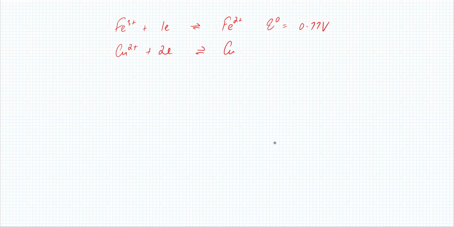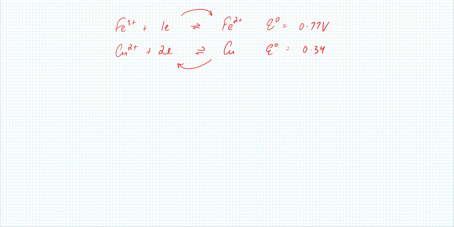You have a reduction reaction, like I'll do an actual reaction. Let's say I have Fe3+ plus 1 electron in equilibrium with Fe2+, and its E naught is 0.77 volts. And the other one is Cu2+ plus 2 electrons in equilibrium with Cu, and the potential E naught given is 0.34 volts. Now we know that one of them is the higher potential, the other one is the lower potential.